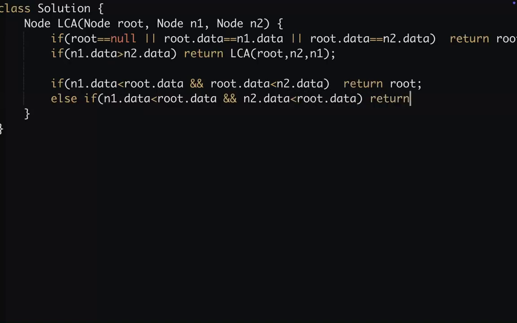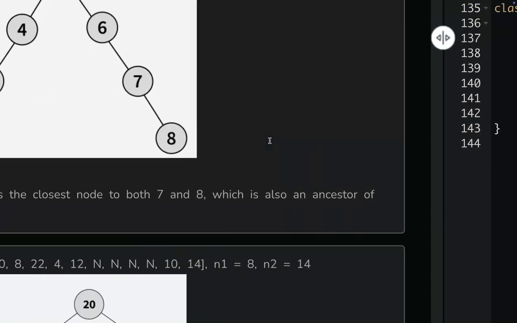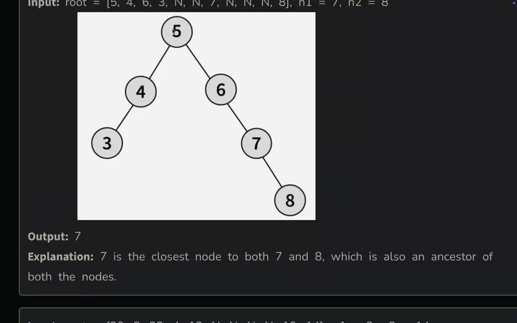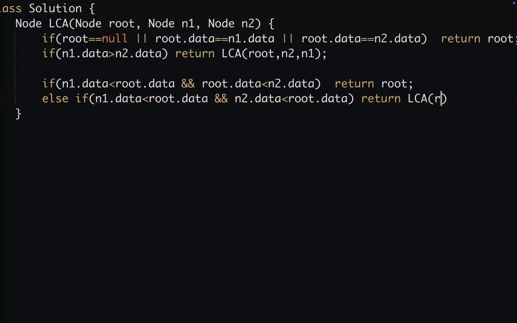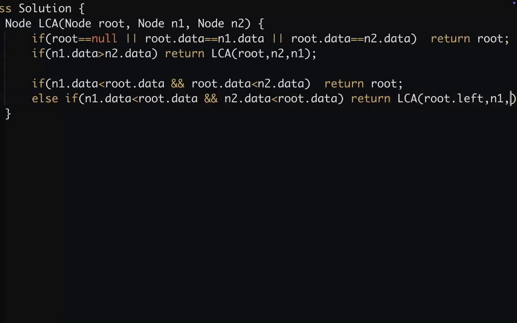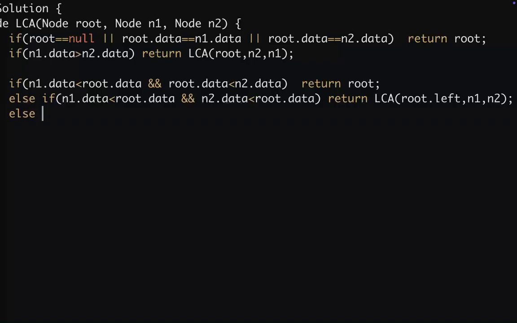For example, we have been given this tree, and for this tree we have been given 4 and 3. So for the fifth node, n1 which means 3 and n2 which means 4, both the nodes are present on the left side. So whatever node that we get from the left side will be our answer. So root left, n1 and n2. Else, both the nodes are on the right side, so just return the node present on the right side, n1 and n2. That's it.